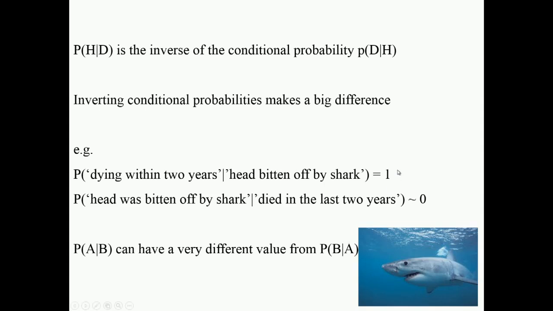So these two probabilities are as different as probabilities come. You don't get less than 0 and you don't get more than 1. But the one is just the inversion of the other. So I hope that example makes clear that probability of A given B can have a very different value from probability of B given A. So if you ever wonder about that, just think about sharks.